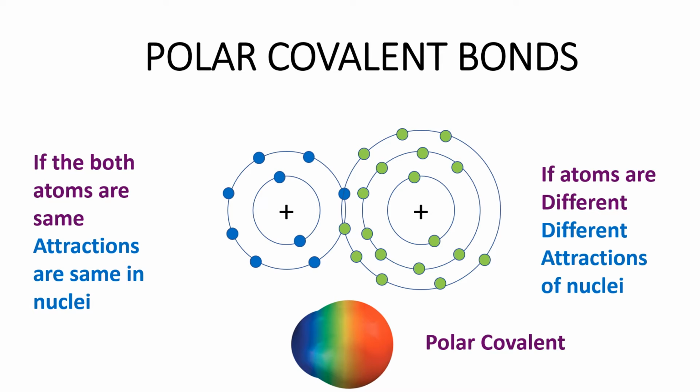Therefore, to form a polar covalent bond, there should be different atoms, and this covalent bond should be formed between atoms of different electronegativity. The electronegativity difference of these two atoms will affect the polarity of this bond. If the electronegativity difference is higher, this polar covalent bond has higher polarity, and if the electronegativity difference is very low, that means low polarity can be observed in this polar covalent bond.